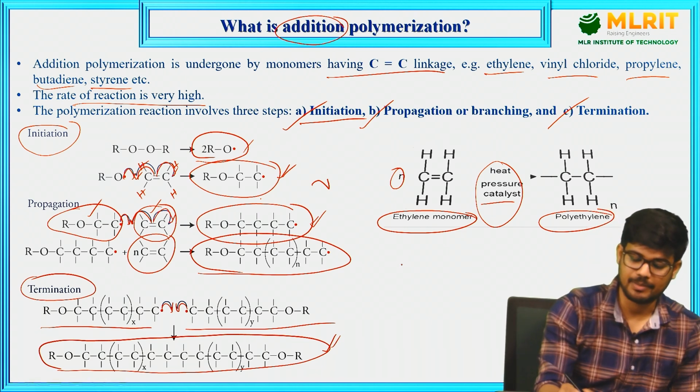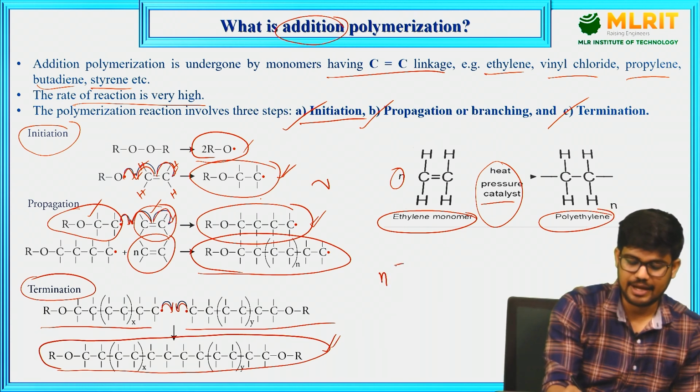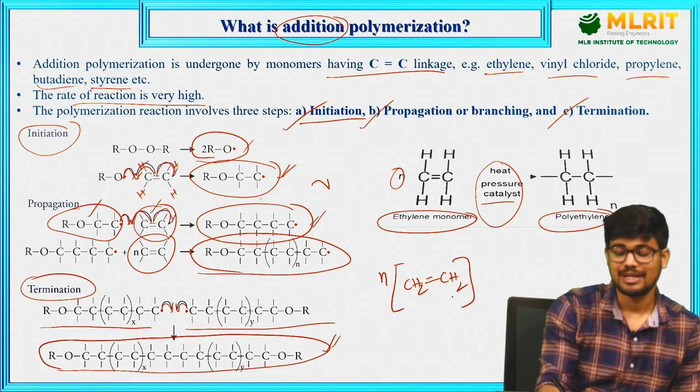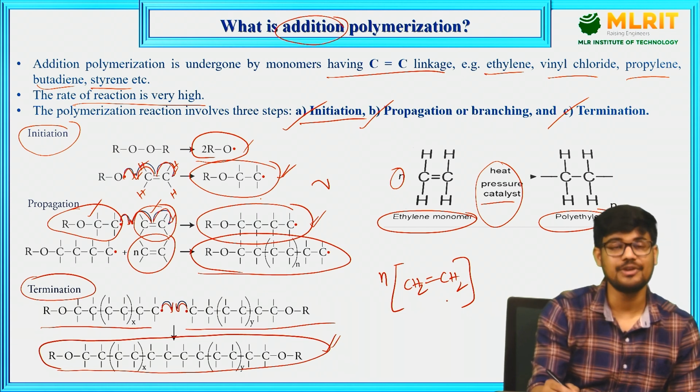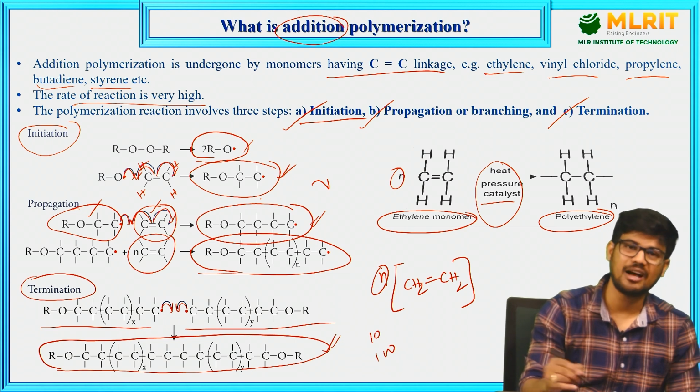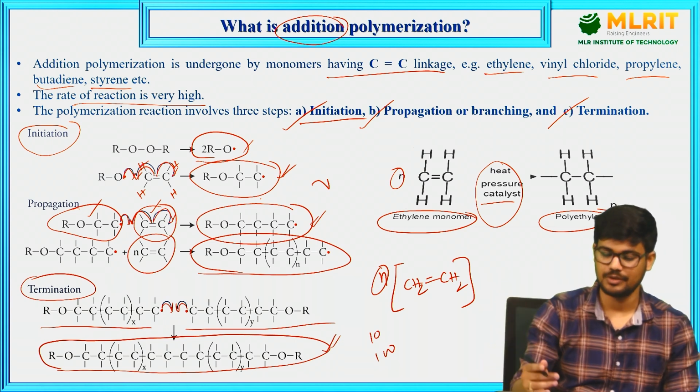So always remember, whenever we are writing n, then CH2 double bond CH2, for example, this is n number of ethylene molecules, n number of ethylene monomers. N can be 10, it can be 100, it can be 1000, it can be lakhs or in crores.